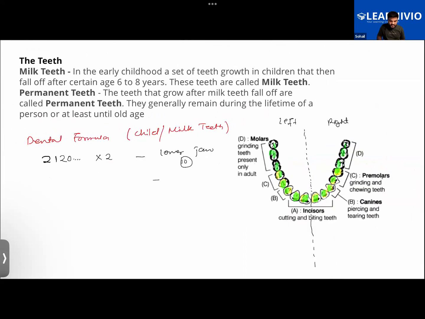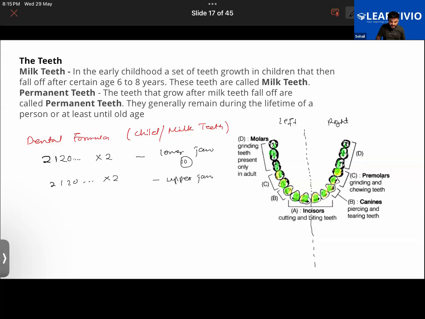Same thing we can say about the upper jaw, that is also 2120 multiplied by 2. We have got the dental formula for a kid, that is 2120 upon 2120, both of it multiplied by 2. That's the dental formula. Using this, we calculate the number of teeth found in them. Are you guys getting it? Yes. Okay, so hope it is clear to everyone.